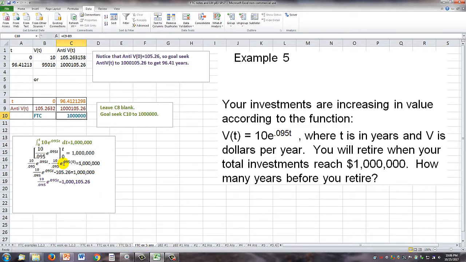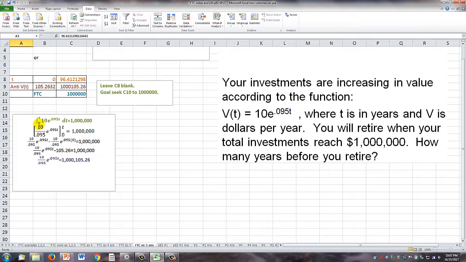If you look here, there's a bunch of different ways to do this problem. First, you could put in the original rate of change and the antiderivative, and if you do it this way, the antiderivative at 0 is 105.26. So if I want to know the t here without using the FTC method, I would goal seek to $1,105.26. So there's that way.